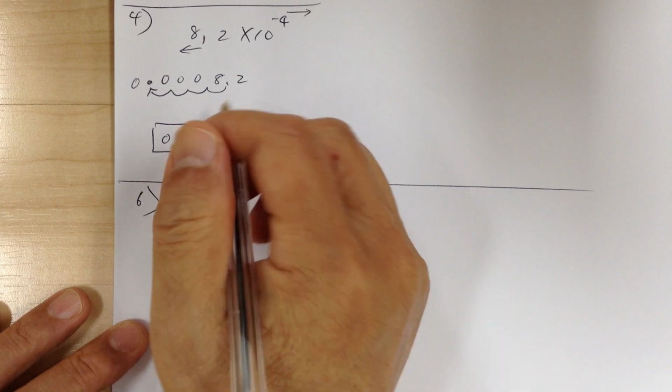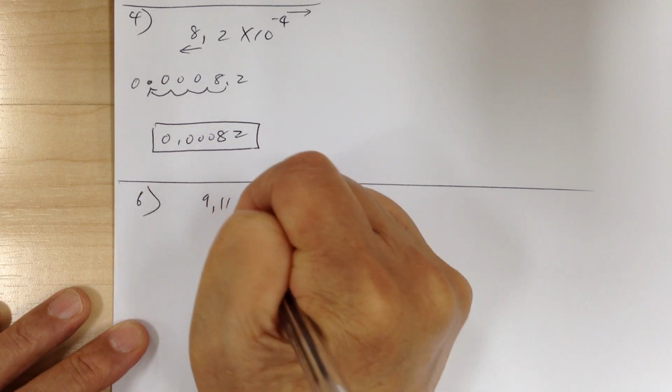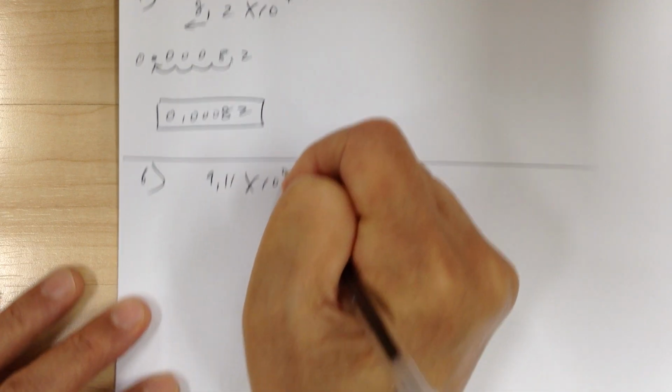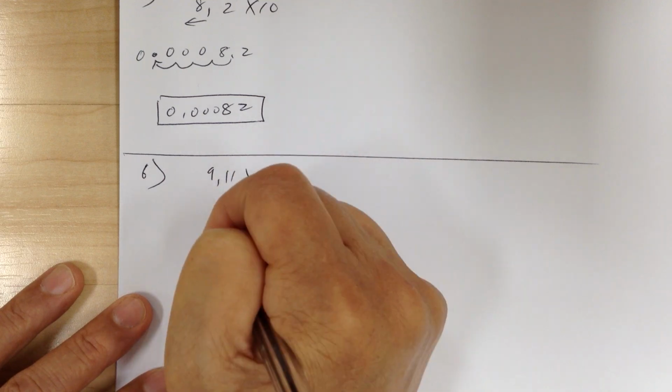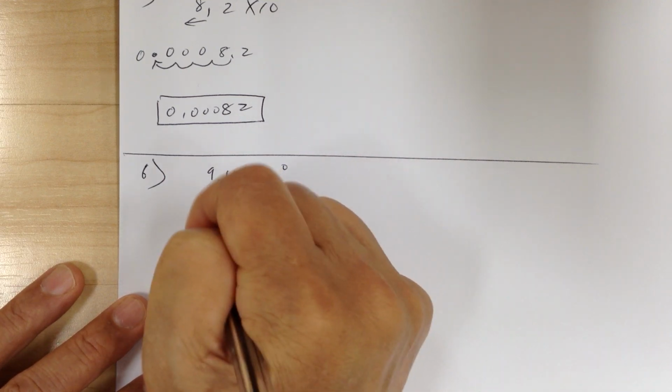Okay, number 6. You got 9.11 times 10 to the 0. Well, 10 to the 0 is just 1. So this one would be just 9.11.